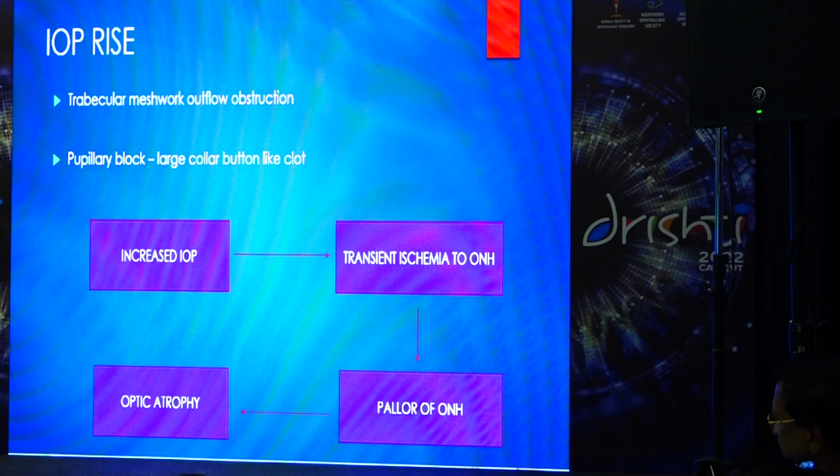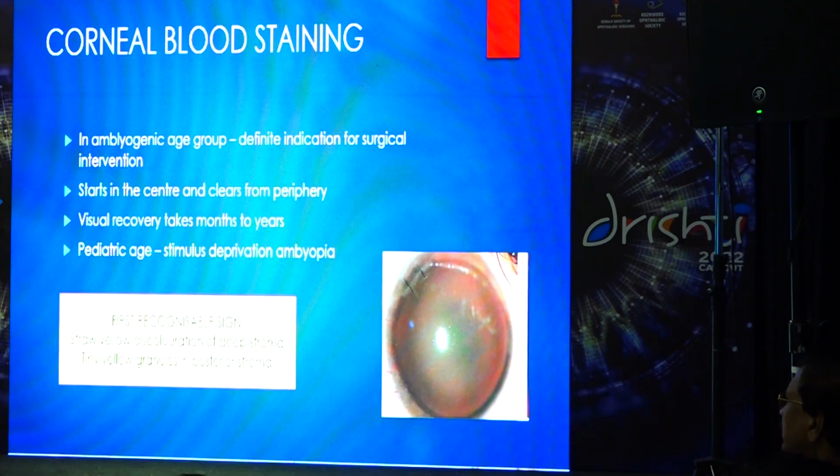The increased IOP will result in transient ischemia to the optic nerve head, resulting in pallor of the optic nerve head and optic atrophy. The corneal blood staining is due to hemosiderin deposits in the cornea, and it is a definite indication for surgical intervention in the embryogenic pediatric age group.